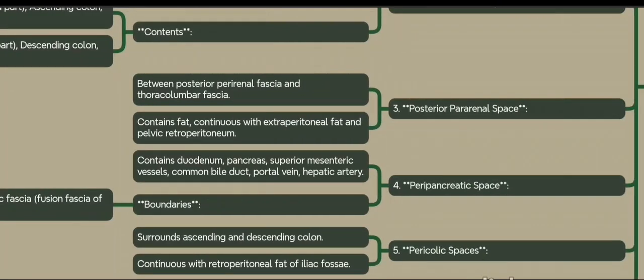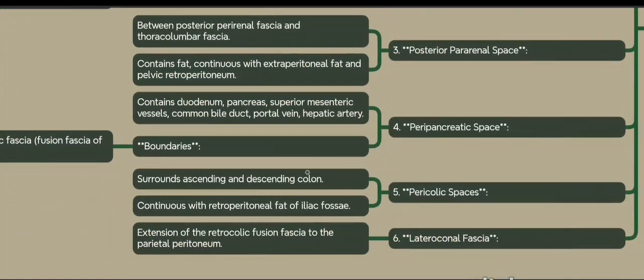What's the fifth space that you have? The fifth space is the pericolic spaces. It surrounds the ascending and descending colon. It's continuous with the retroperitoneal fat of the iliac fossa. And the last one is the lateroconal fascia. It's the extension of retrocolic fusion fascia to the parietal peritoneum.